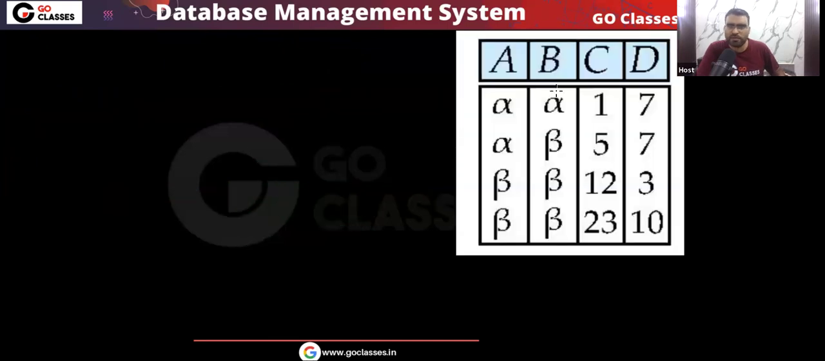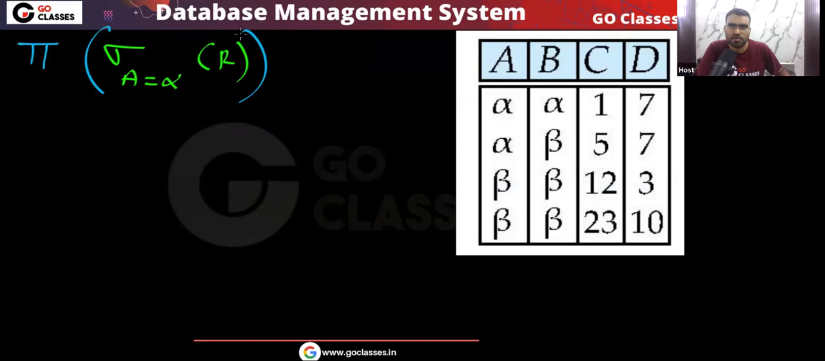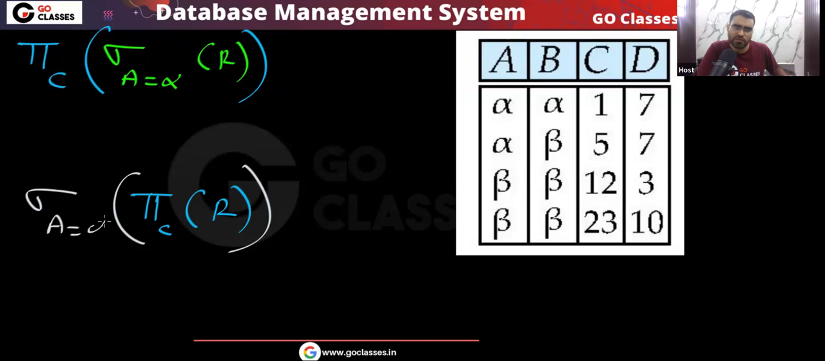Let me explain with the help of one example. Consider this table. Let's consider first I am doing the selection A equal to alpha from R, and then I'm projecting the attribute C. Now tell me what will be the result of this query and what will be the result of the other query, where first I project attribute C and then I apply the condition A equal to alpha.